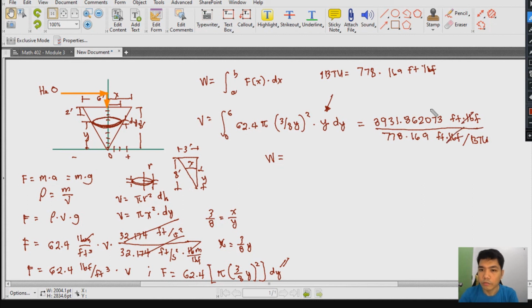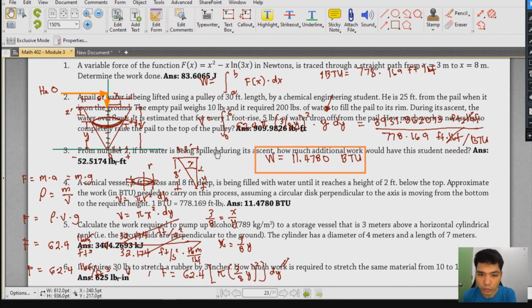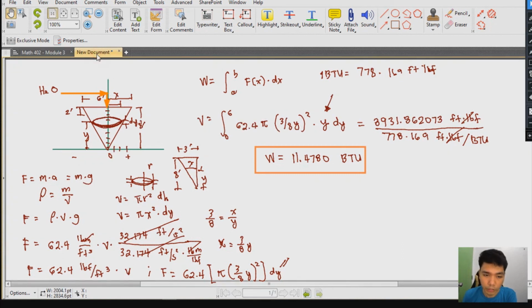From this, the value would be equal to 11.4780 British thermal units. I hope you realized in your handout that the answer written there is wrong. So you have to check that or rewrite it, because I think the one there is around 32. So you have to change it to 11.4780 British thermal units.